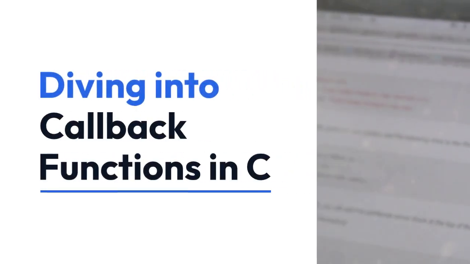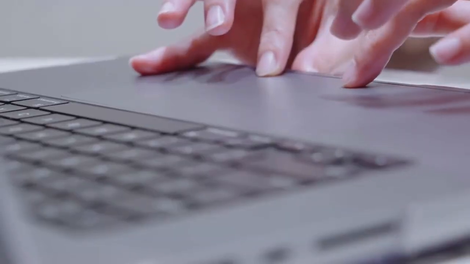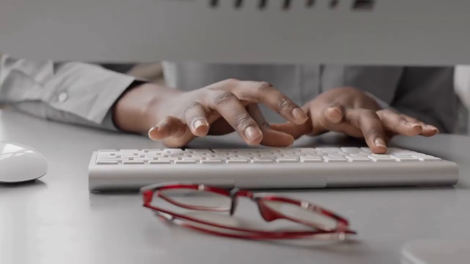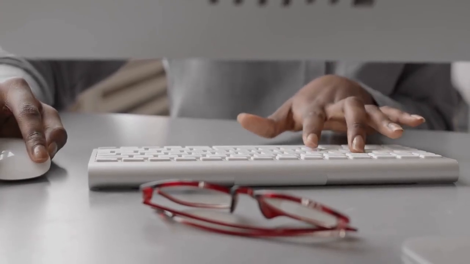We're diving into callback functions in C. Imagine you have a main function that needs to perform some action, but that action involves a specific part that can vary depending on the situation. Instead of writing different versions of the main function for each variation, you can use a callback.